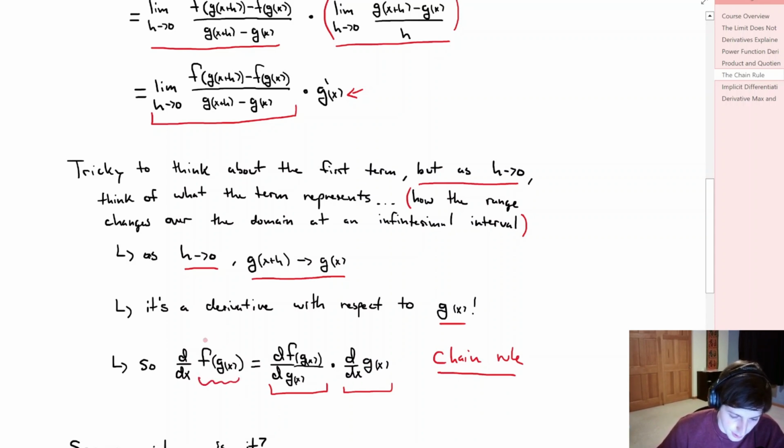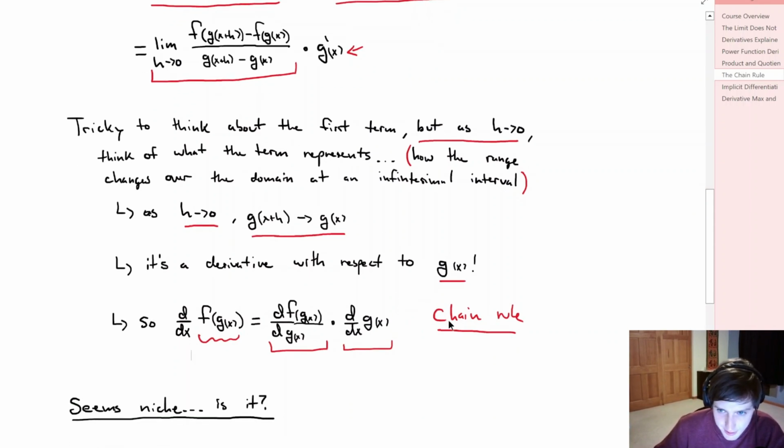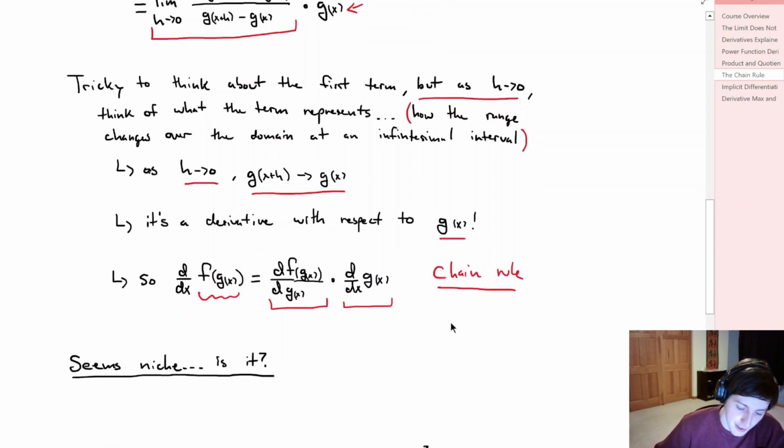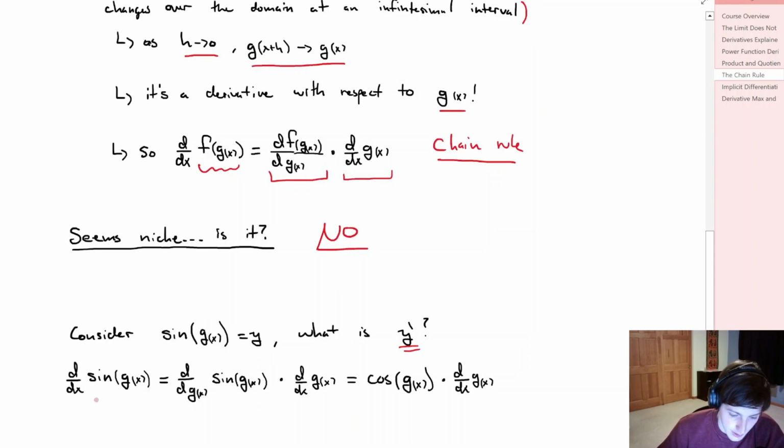If this looks abstract, maybe you're asking whether it's niche. Is it really that complex? Is it rarely used? The answer to that is no. You'll probably use the chain rule most of the time. So we can consider a few examples. Let's say that we have some function y equal to sine of g of x, and we want to look at y prime. If we take the derivative with respect to x of y, we are going to have the derivative with respect to g of x of y multiplied by the derivative with respect to x of g of x.